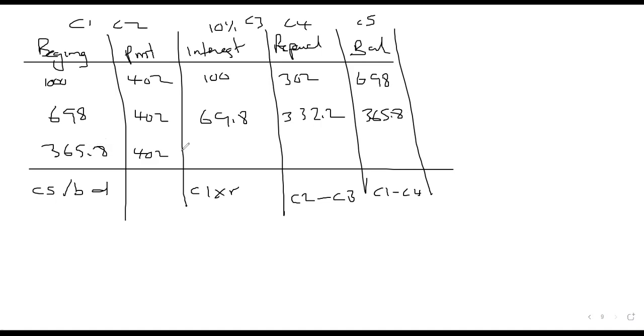Here, 10% of this one will be 36.58. When you subtract this from 402, we get 365.8 approximately. So when you subtract this minus that, we get 0. It means you have amortized your loan. So this is basically how loan amortization is done. You want to find a repayment plan that will liquidate your loan completely.